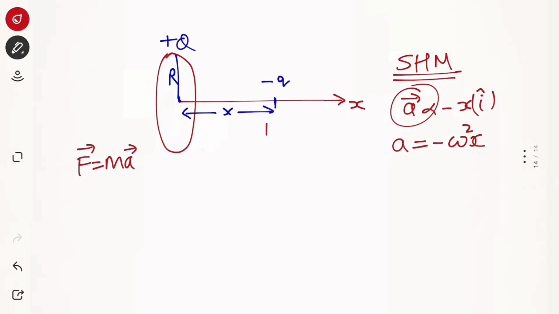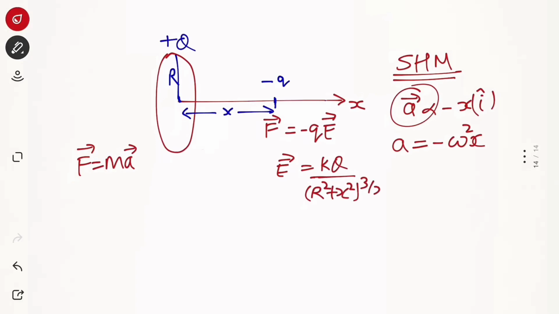But what is the force? Here we can write that force is minus q into electric field, and here electric field is given by, because this is a ring, so we can directly write that the electric field would be kQ by (r square plus x square) power 3/2 into x, where x is the position of the negative charge particle.